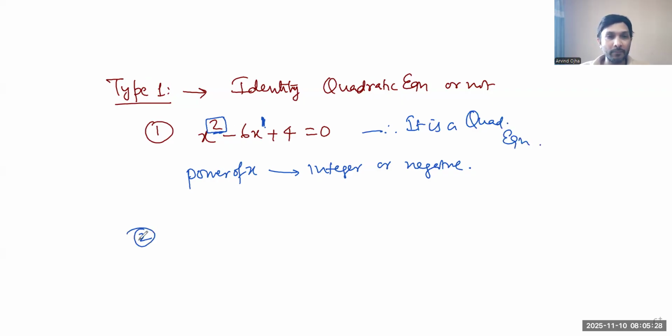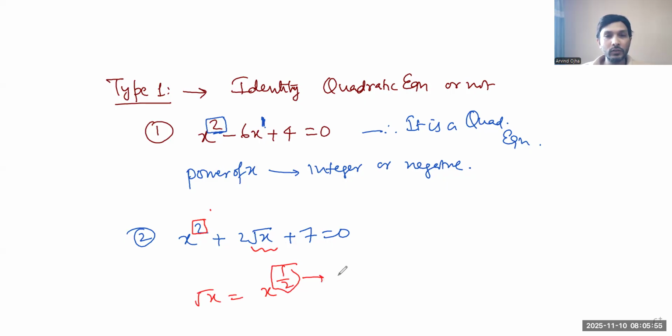Now let us see the second example. Let's say you have x square plus 2 root x plus 7 is equal to 0. Many of you think that since there is a term with a square in the power, it is a quadratic. But this variable x has the power 1 by 2, because root x can be written as x power 1 by 2. So this is a fraction, therefore it is not a quadratic equation.